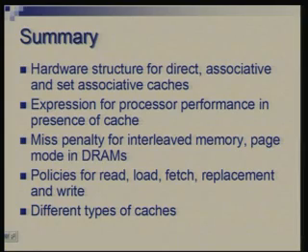Okay, so I'll close with the summary. We began with looking at the structure of how we map the addresses from main memory to cache. We looked at direct mapping, associative mapping, and something in between, which is set associative mapping. We looked at the expression for performance, both for memory access time on the average and the total number of cycles or total time spent for executing a program. We looked at the relationship of the miss penalty depending upon the DRAM organization, and we also noticed that page mode in DRAM serves a similar purpose as interleaving.